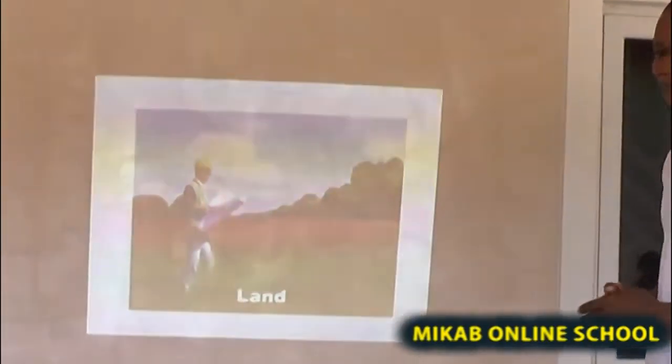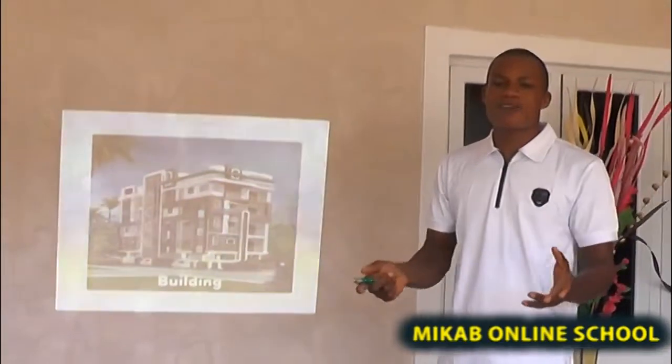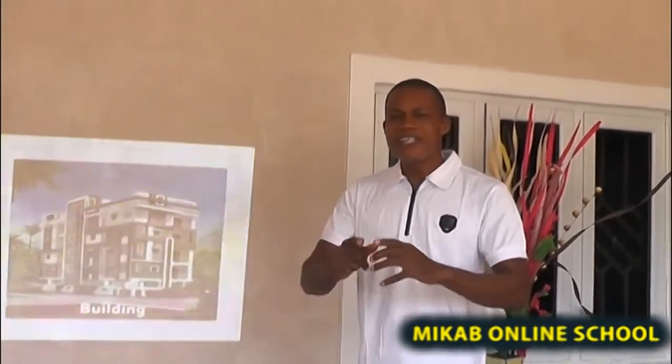Then we have land. Land, we said it is a natural gift of nature. It is a free gift of nature. Without it, there is no business. Then we look at the other example, the building. When you talk about land, you talk about building. Without land, there is no building. There is no way a business can drive under a tree. Of course, no customer will patronize you. You need a building with which you will be able to run your business.